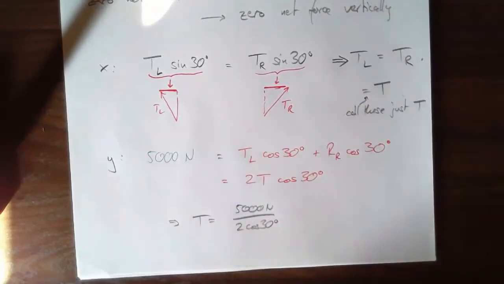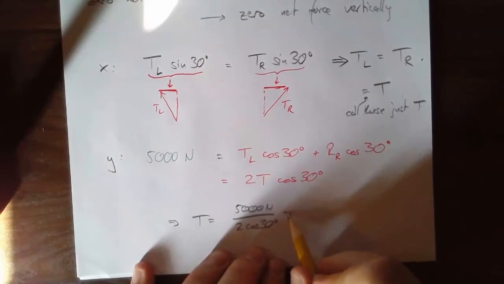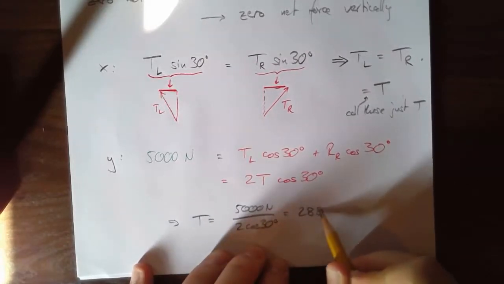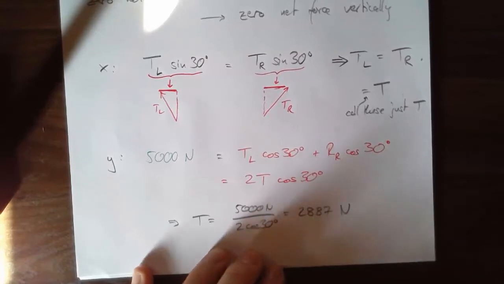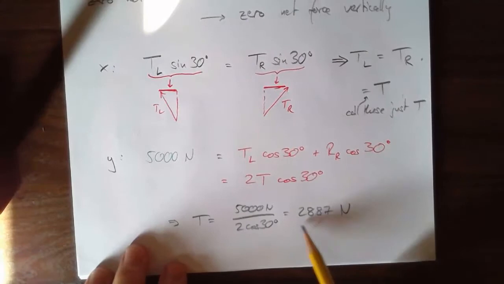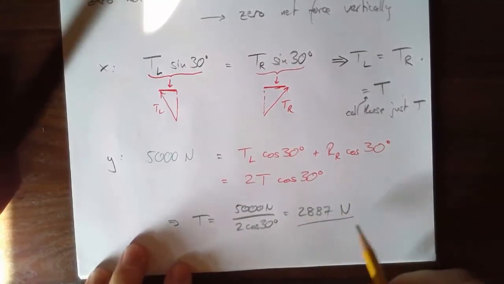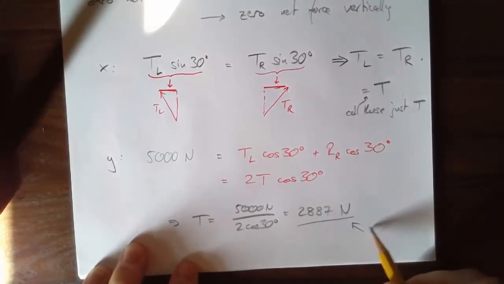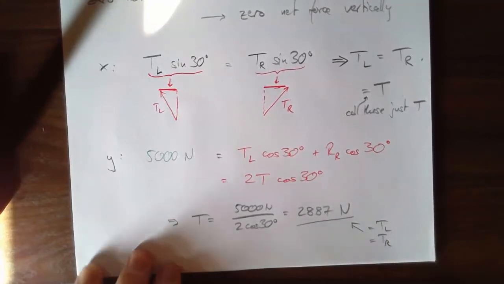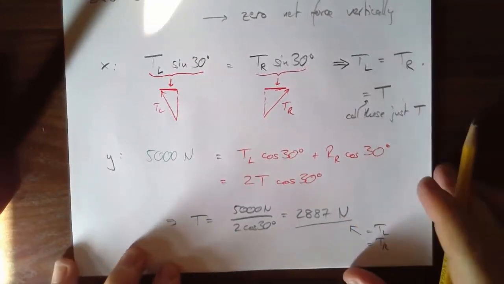Now what is cosine 30? Cosine 30 is something like 0.86. And I think that then makes a tension of about 2,887 newtons in each of the two cables. Right, that's our answer. That's the tension on the left and the tension on the right. So we found our answer.